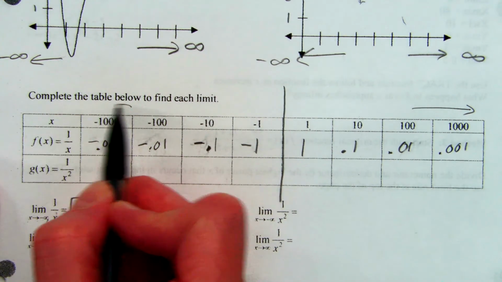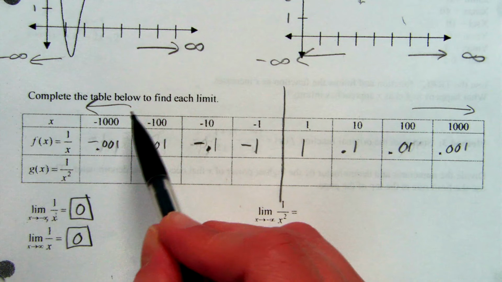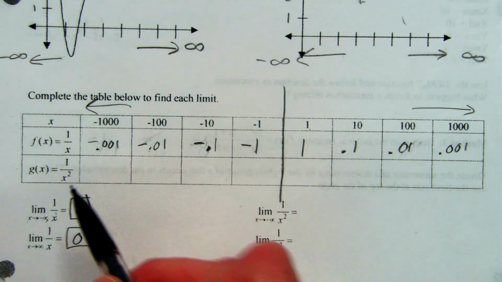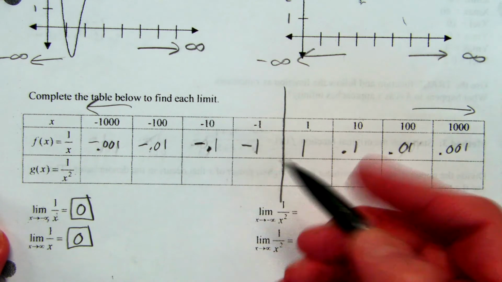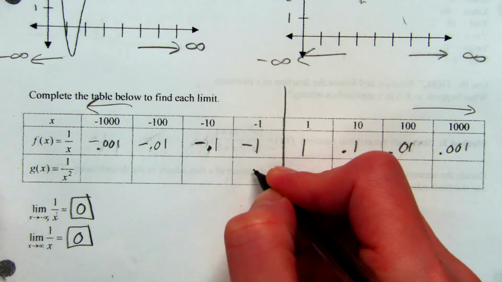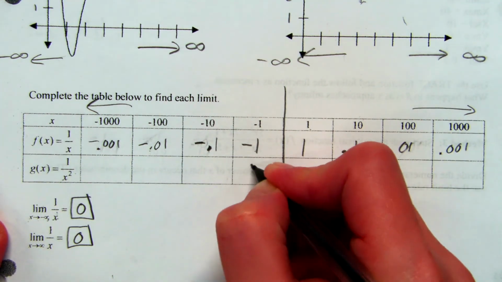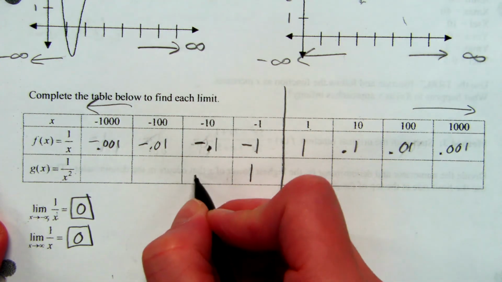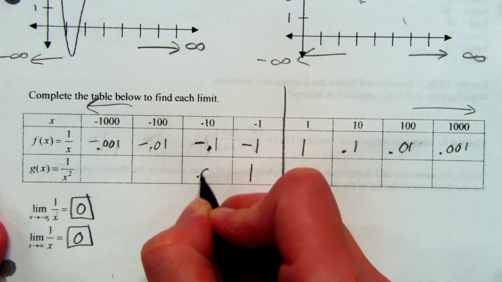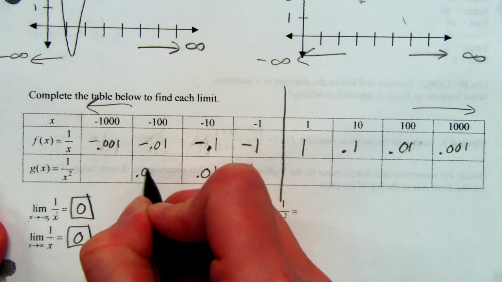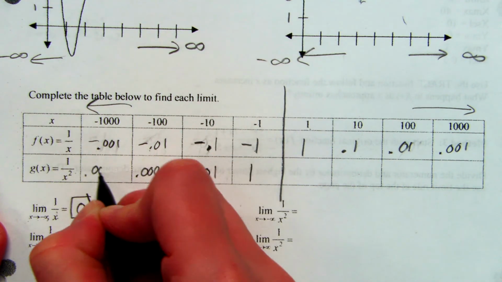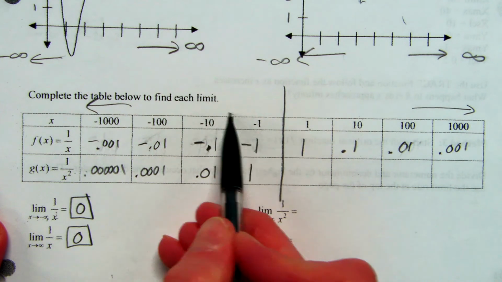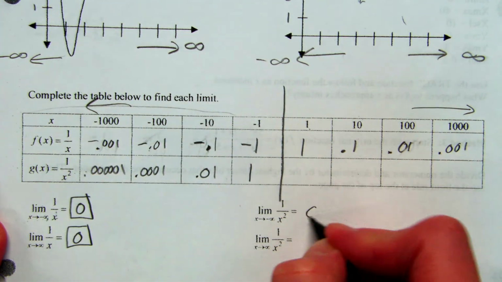That doesn't mean that they necessarily look the same everywhere else, just on the ends. And then if I square x, these numbers are going to get even smaller. The 1 doesn't really matter that much. I would get positive 1, and then I would get 0.01 here and 0.0001 here. It's just going to go to 0 a little bit faster as I go out to negative infinity. So it's still going to be 0.